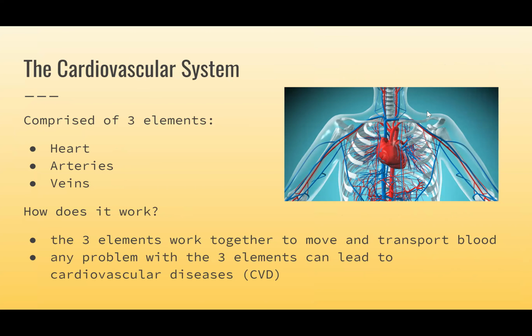The cardiovascular system is comprised of three elements: the heart, arteries, and veins. The heart is the main pump that provides the force which propels blood throughout the body. The arteries carry fully oxygenated blood away from the heart when it contracts, and then the veins return the blood back to the heart after oxygen has been extracted. So how does this work? Basically, all three elements just work together to move and transport blood. Any problem with these three elements can lead to cardiovascular diseases, which is also known as CVD.